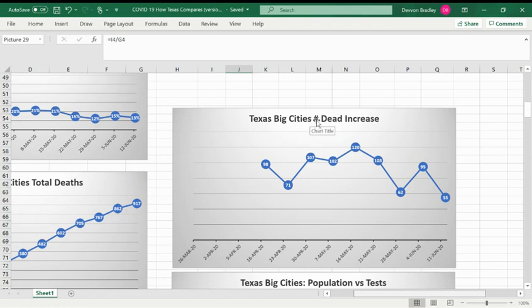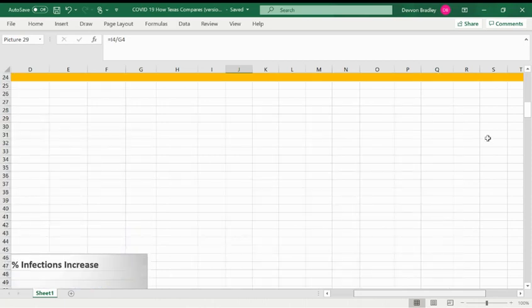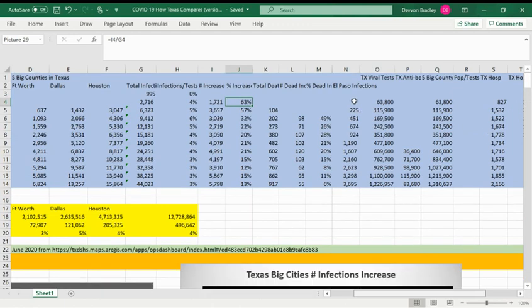Anyway, Texas big cities, number of dead increase. So we've got each week that raw number of how it changes. Let's go up here. The number of dead increase, this column L right here, right? So look at that. All I did was K6 minus K5. So K6 here minus here.